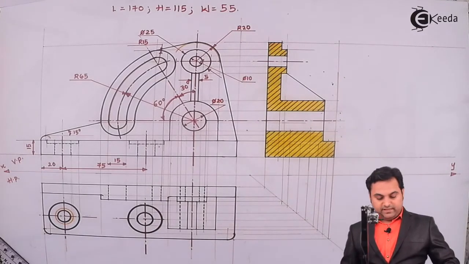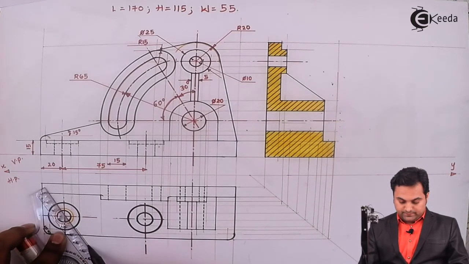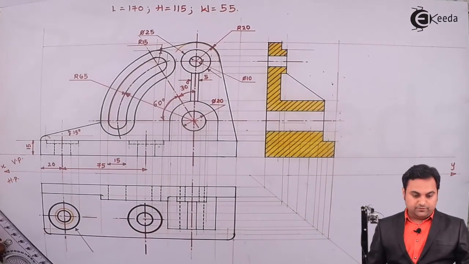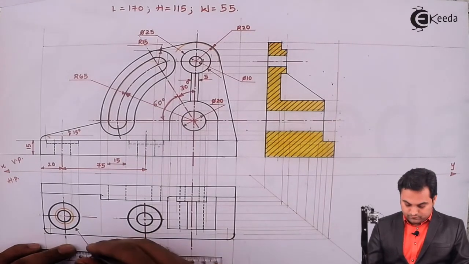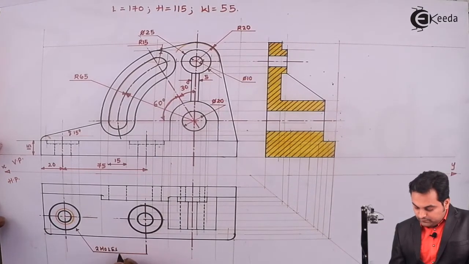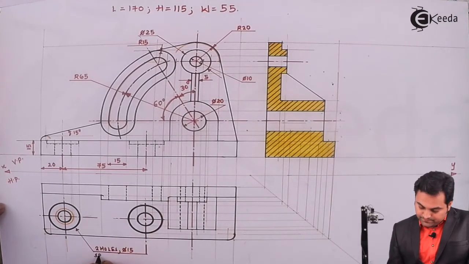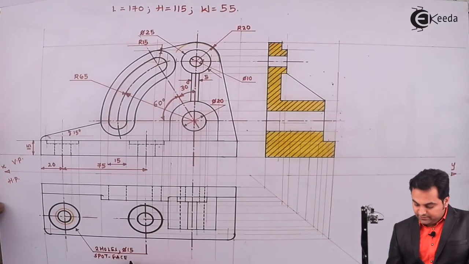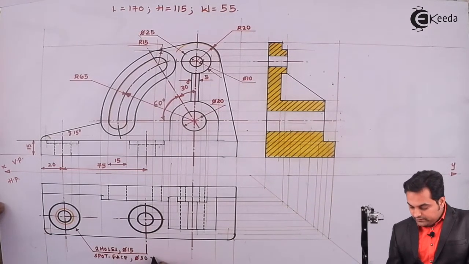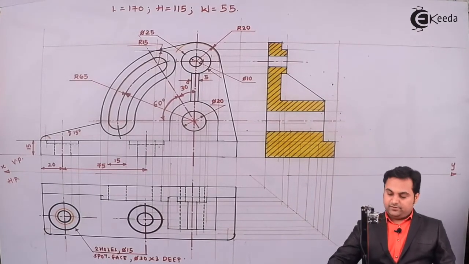Next, after giving the dimensions in the front view, I'll move to the top view, and here I'll say that for the spot face, two holes, diameter 15 mm, and spot face whose diameter is 30 and it is 3 mm deep. So it is 3 deep. That is the height of the spot face.